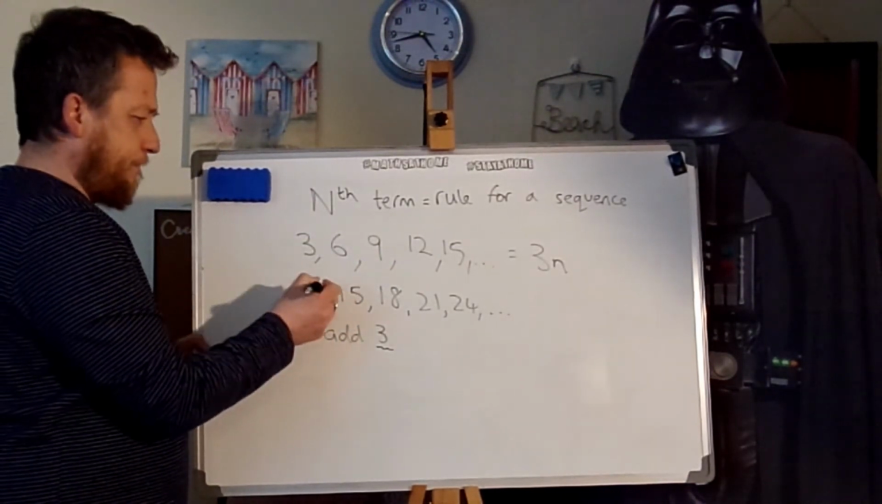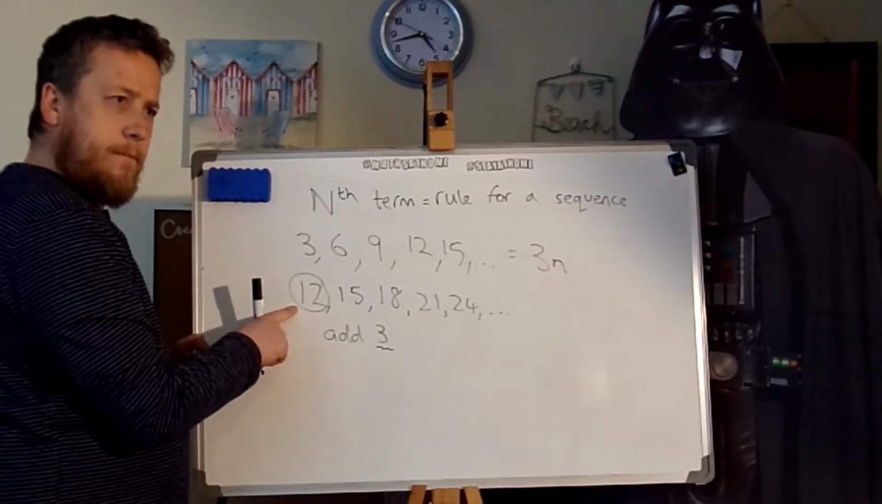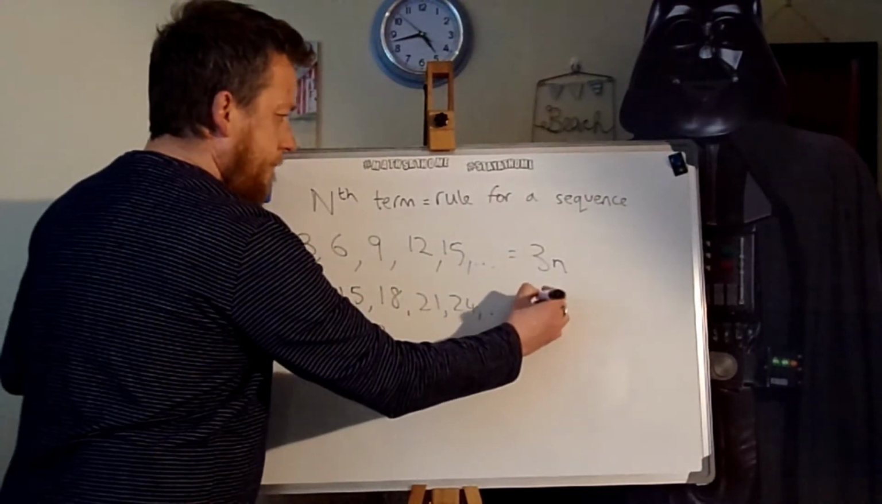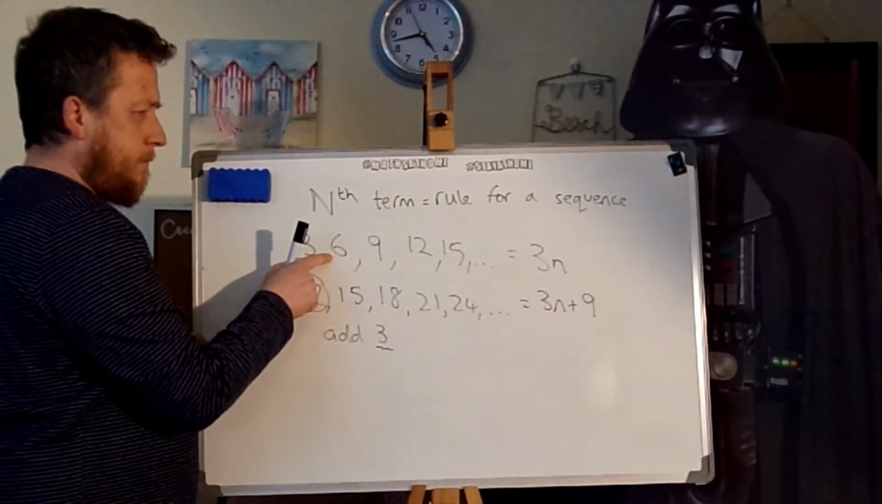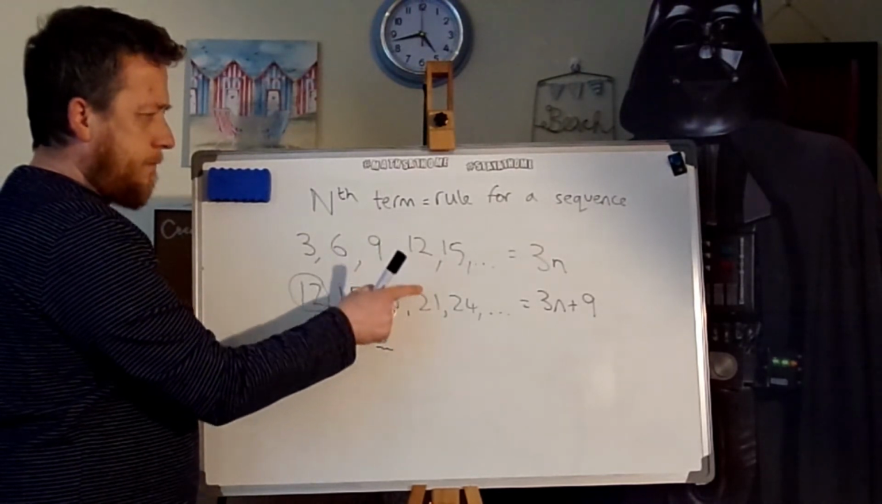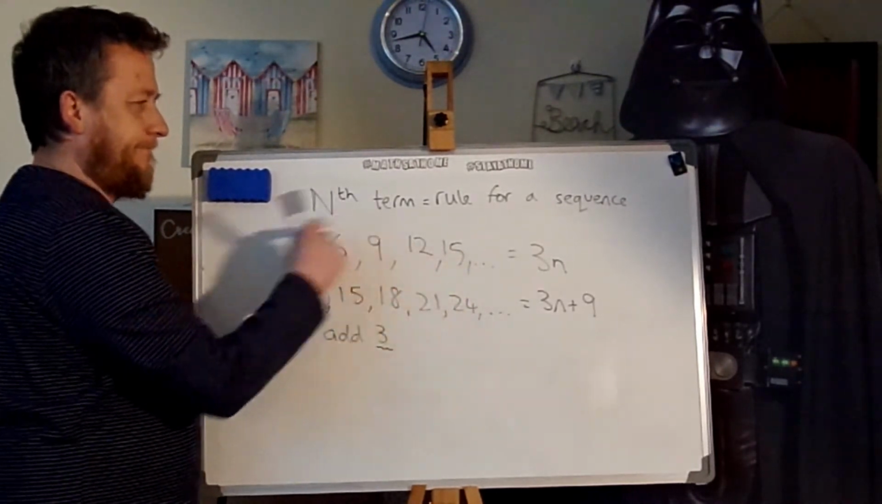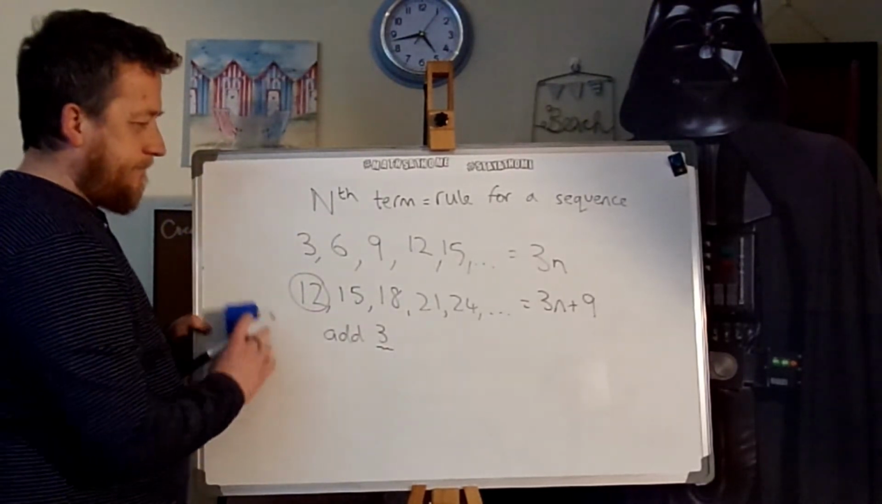So for our sequence, all we have to do is look at the difference. Now our sequence starts with 12 instead of 3. So we know that to make that happen, we would add on 9. 6 add 9 is 15, 9 add 9 is 18, 12 add 9 is 21, and 15 add 9 gives us 24. So there we have 3n plus 9.